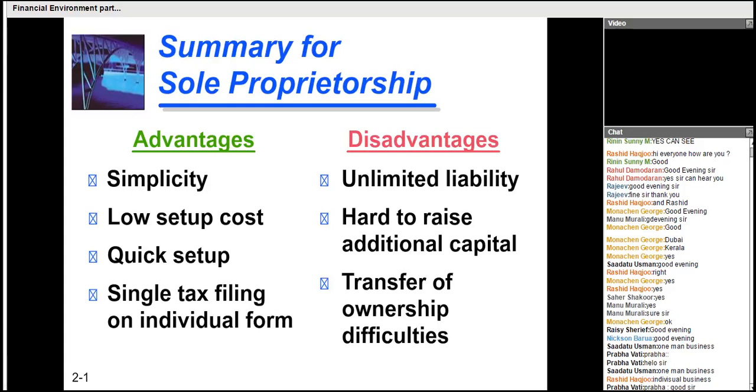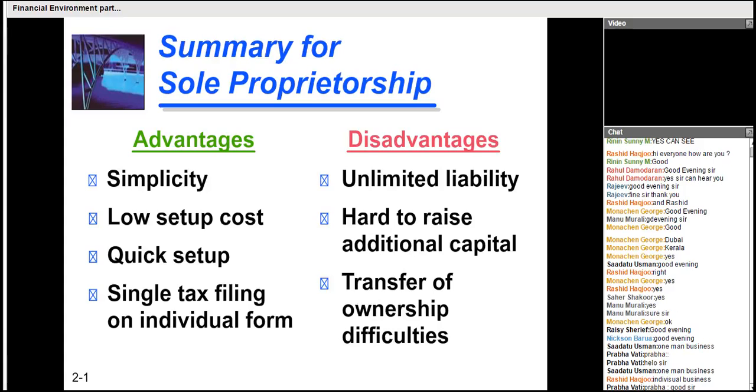Low setup cost normally, but it depends on the size and the nature of the business whether it is low cost to set up or not. Normally it is low setup cost. It happens with small shops, small ventures, small businesses. Sometimes a big business is owned by just one person, and that is also sole proprietorship. Quick setup, yes: you can take your own decisions, do whatever you like.